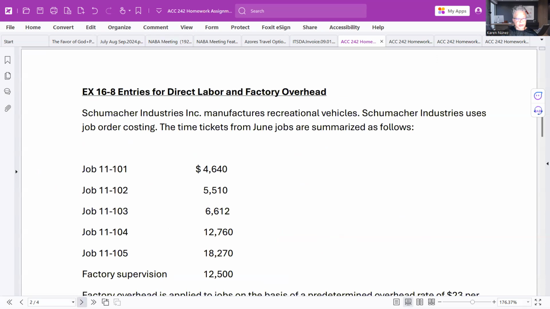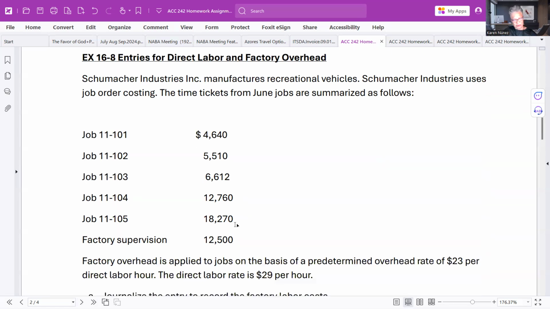Now we need the entries for the direct labor and the factory overhead. So let's see, we're going to journalize the entry to record the factory labor cost. So we need to record that factory labor first. And they give us the information that we need, but it's not given to us in the format that we need it. So we've got to do a little bit of manipulation here.